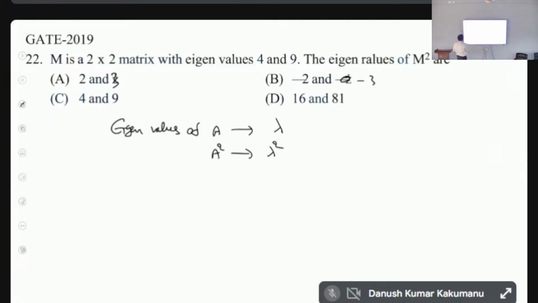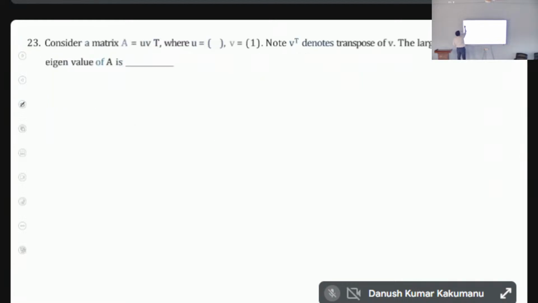As per this knowledge, if 4 and 9 are the eigenvalues, what are the eigenvalues of M square? What is the answer? 16 and 81. Direct answer, simple question, straight away, using the property: 16 and 81 is the correct answer. Yeah, coming to next.